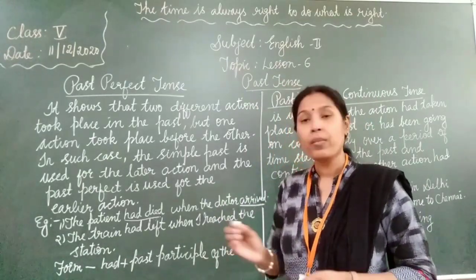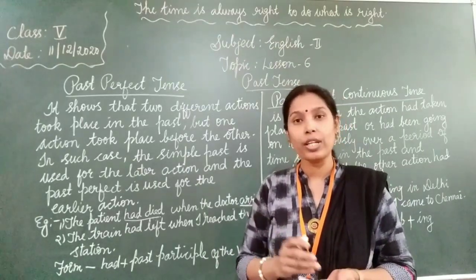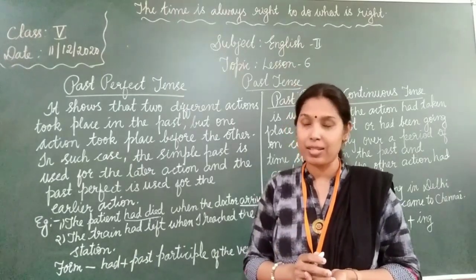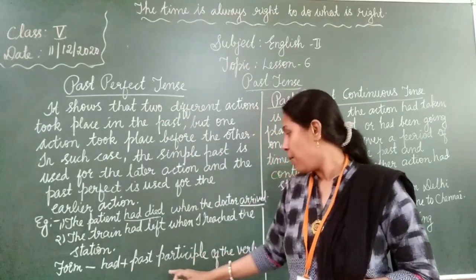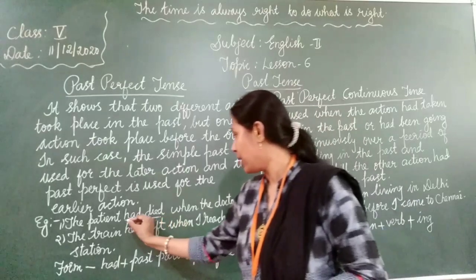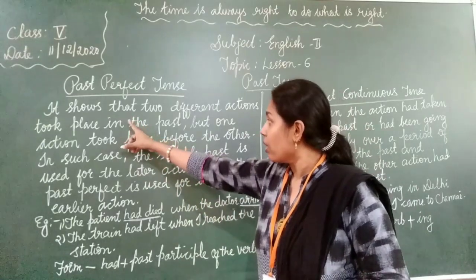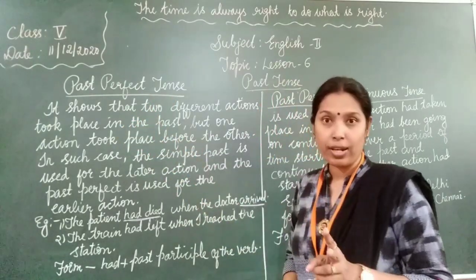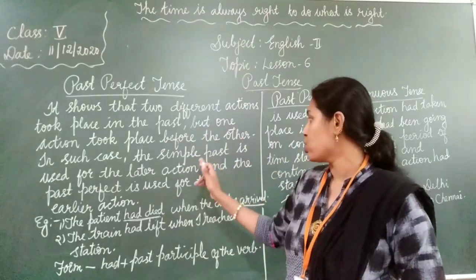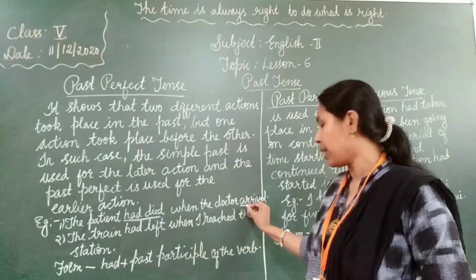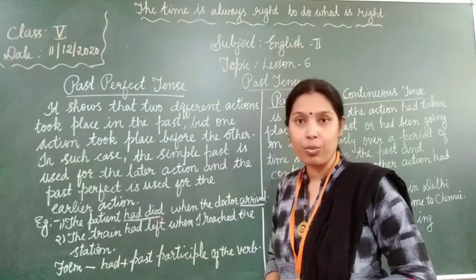Okay. Example, go, went, gone. Eat, ate, eaten. So eaten and gone are what? Past participles. Okay. So the form for past perfect tense is had plus past participle of the verb. That is what is mentioned here. So past perfect tense shows two different actions that took place in the past, but one action took place before the other. In such case, simple past is used for the second action and past perfect is used for the first action. See one more example.